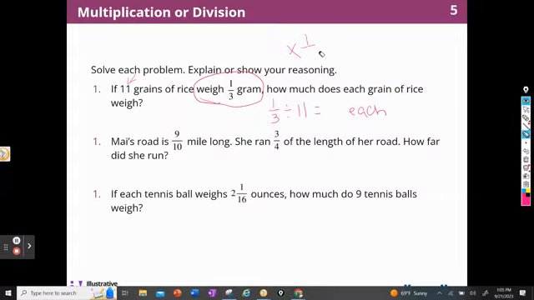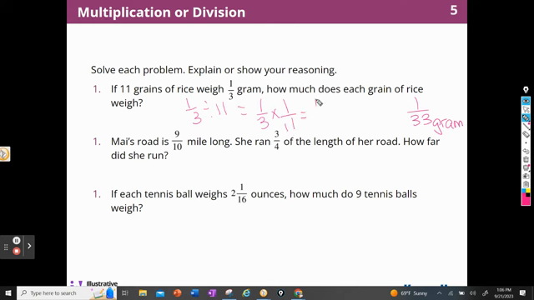I did not write that correctly. There we go. 11. So I could just say 1/3 times 1/11 will give me 1/33 of a gram. And that does make sense, right? Gram. Why did I write grain? Sorry, girls. Gram. 1/33 gram each, right? Each rice grain. So 1/3 divided by 11 is the same as 1/3 times 1/11, which is 1/33.